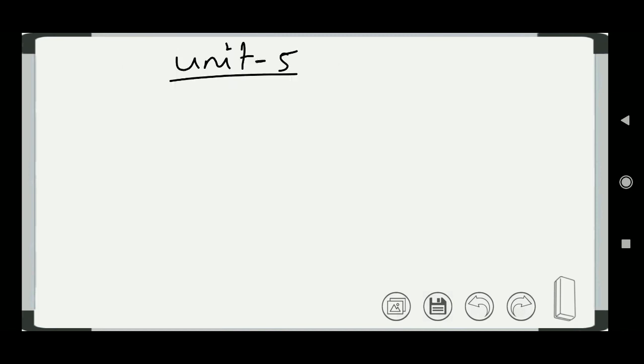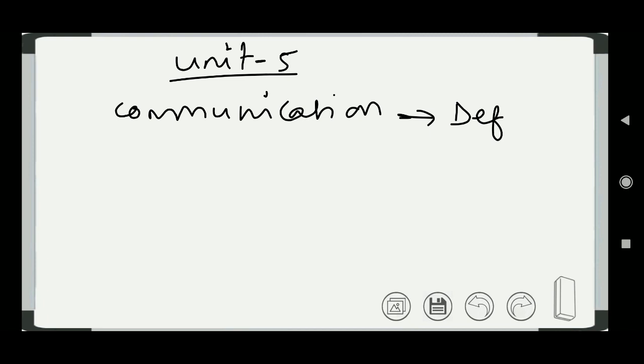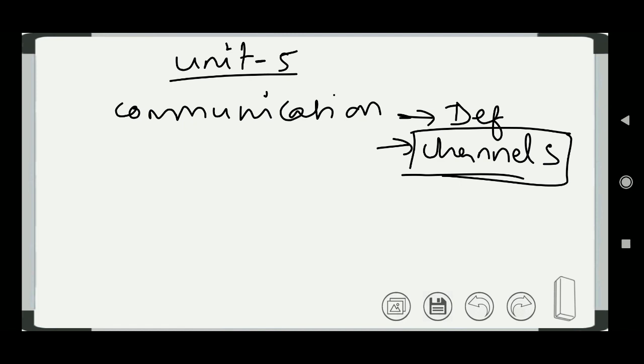Next, in unit 5, the communication concept, its definition is important. Next, channels of communication. Rarely they ask, so if you have time, read it, the channels of information. Otherwise, go to the next one, the types of communication, very important one. So read all the types of communication. All the types of communication are important here.